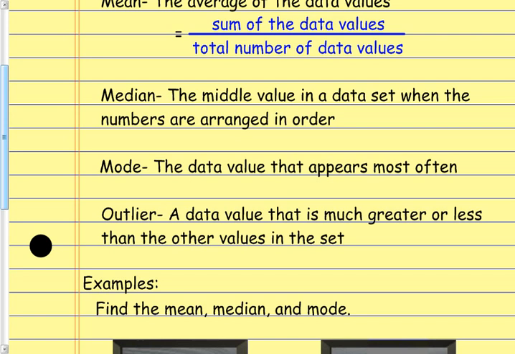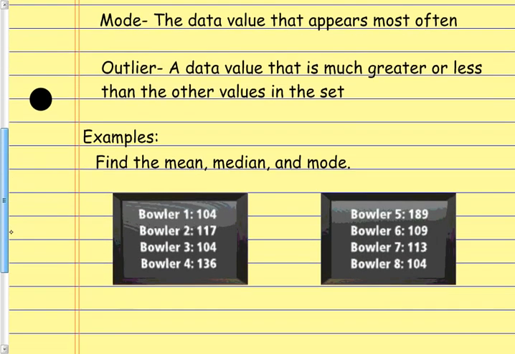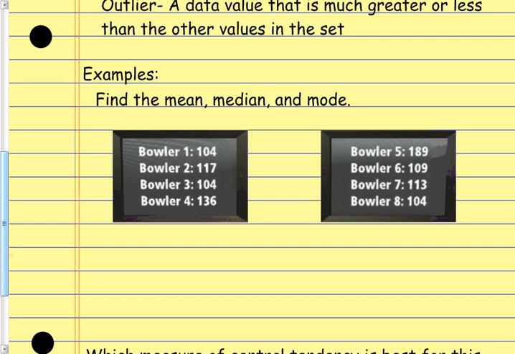For example, if I looked at the bowling scores of 8 bowlers, here they are. I want to find the mean, median, and mode. Well, the mean is fairly simple to do. I just add all these data values together. So I would just punch this into my calculator, adding all of these up.